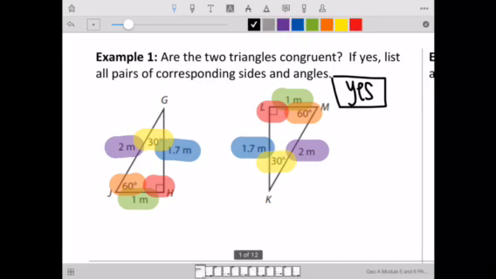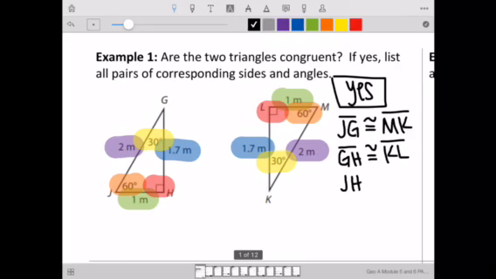Our directions also say, if yes, list all pairs of corresponding sides and angles. So let's start with our sides. Side JG is congruent with MK. GH is congruent with KL. JH is congruent with ML.